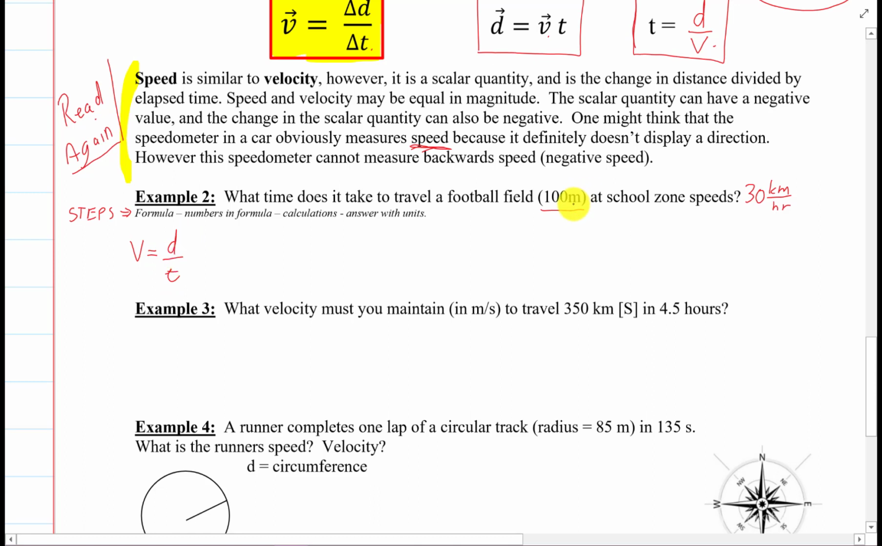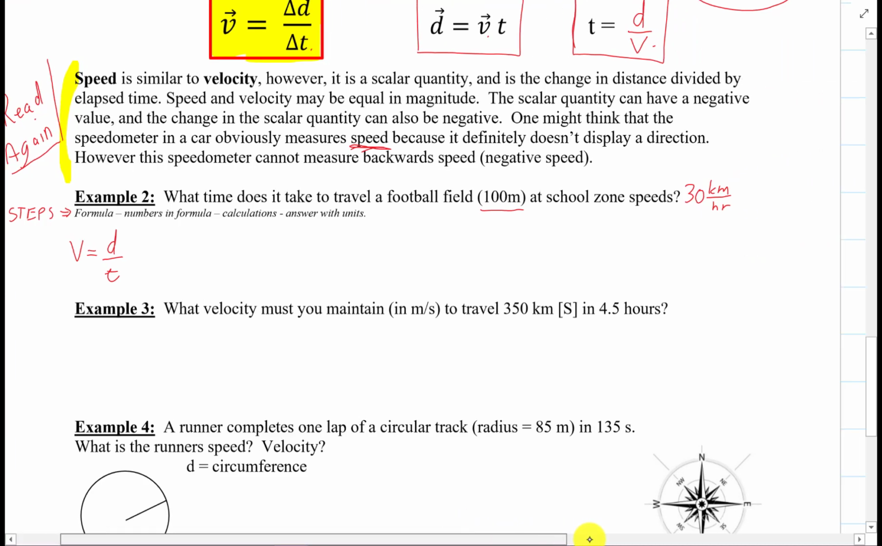Okay, let's put the numbers in the formula. d is 100 and speed is 30. Oh, weird units. Let's convert the 30 kilometers per hour to meters per second. The quick way of doing that is you divide it by 3.6. But let's just show you the right way to do it today, and then we'll show you the shortcut tomorrow.